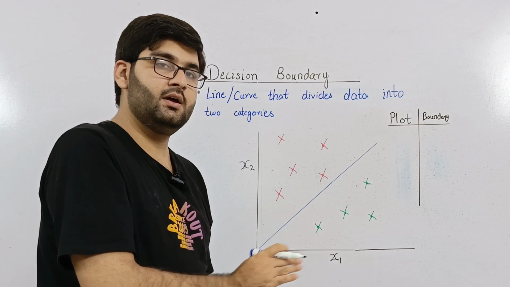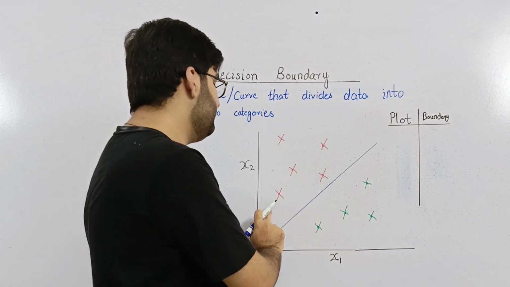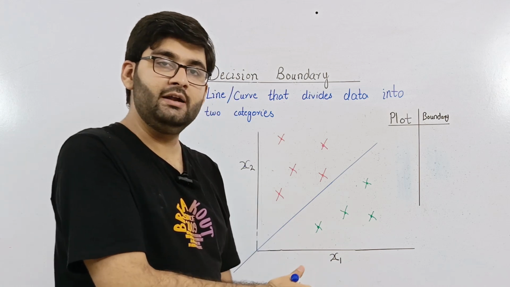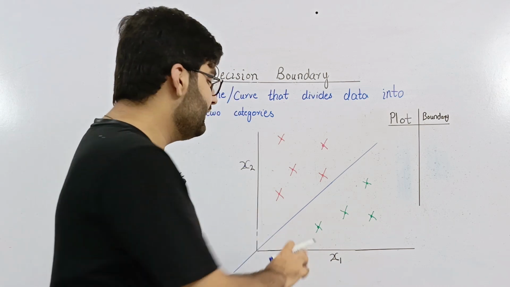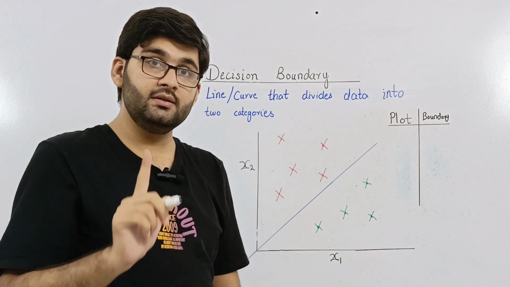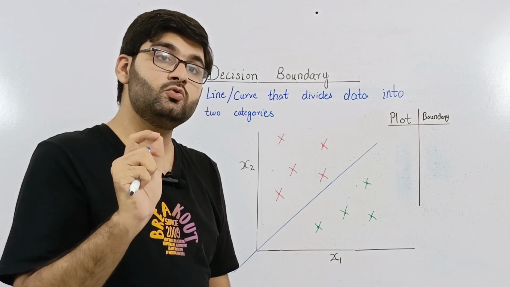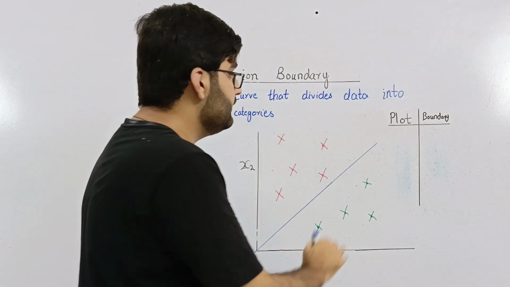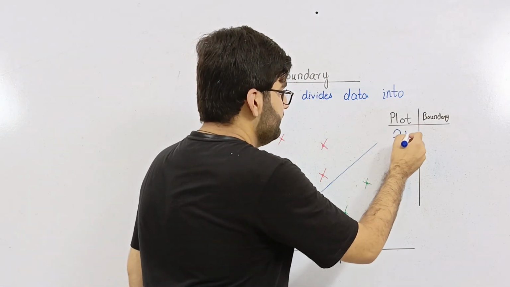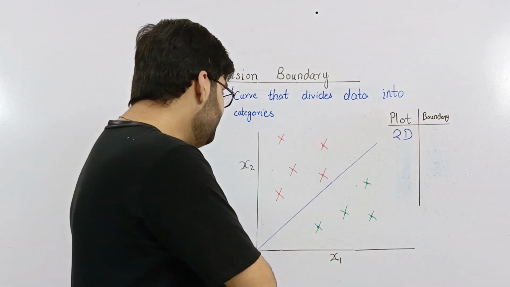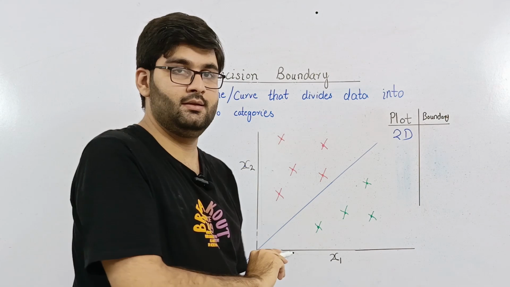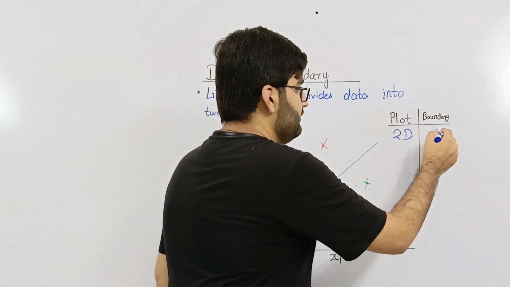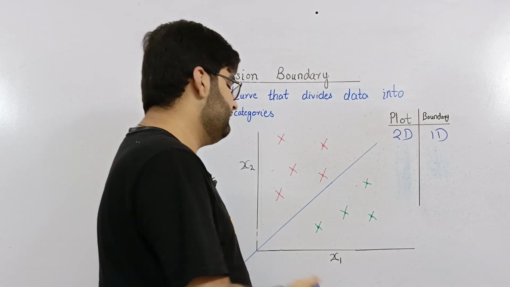This blue line acts as the decision boundary. All the points on one side of the decision boundary are the red points that belong to one class, and the points on the other side belong to the green class. Now in this example, there are two predictor variables. So the plot is two-dimensional, and the decision boundary is a line. A line is one-dimensional. So the decision boundary is one-dimensional.